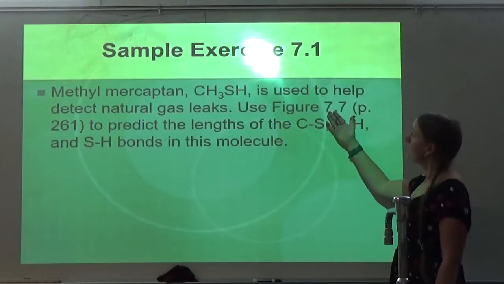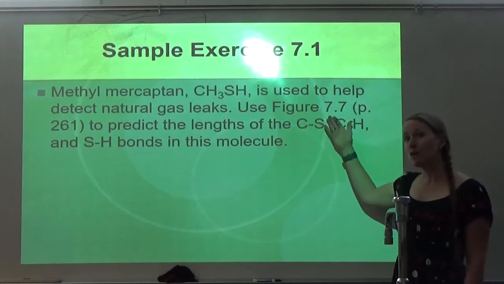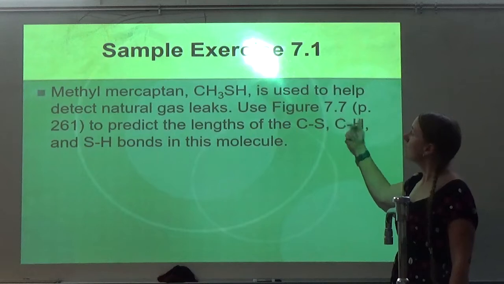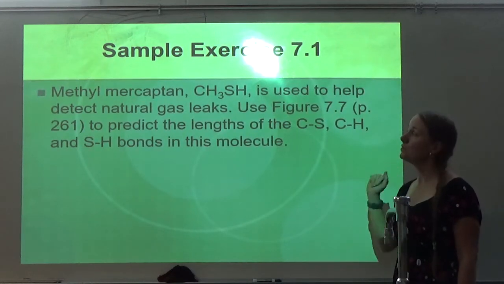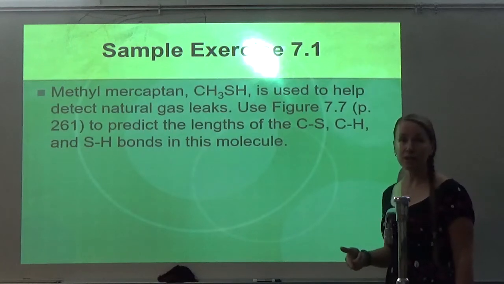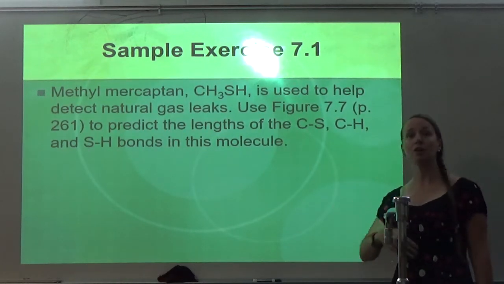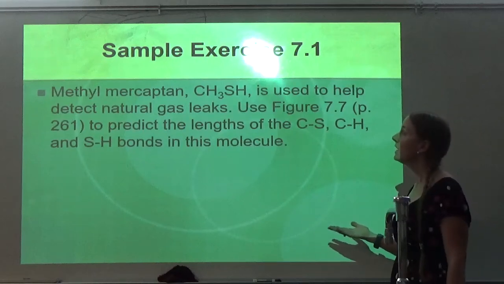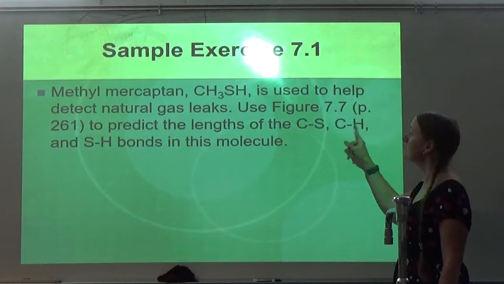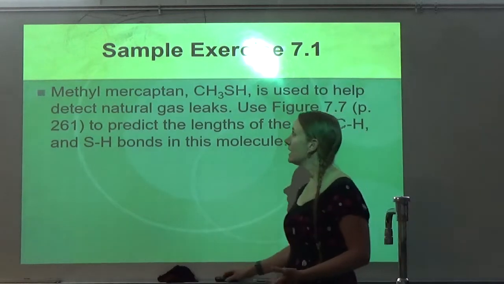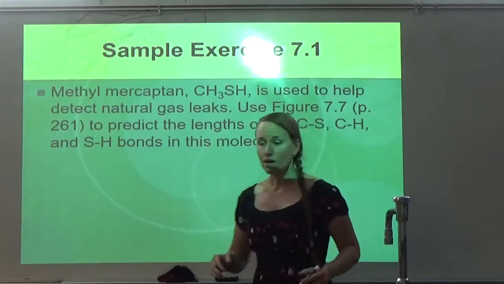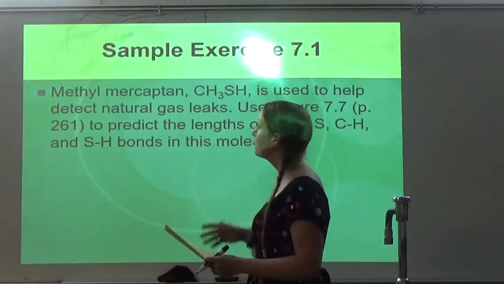So this is going to use a figure in your book. Now this is the old book, so it may be on a slightly different page, but ours is called figure 7.7 on page 261, and it's just showing you the radius of all the different elements. So the numbers that I'm pulling are just the radii of those elements. It says use that figure to predict the bond lengths of a C-S, a C-H, and an S-H bond in this molecule of our methyl mercaptan. All right, so I'm just pulling the numbers from that chart.